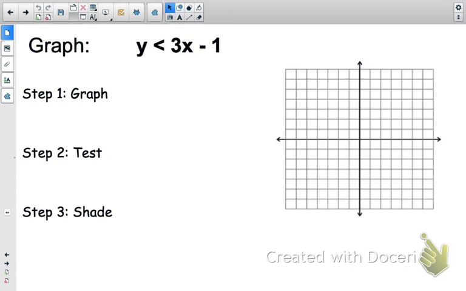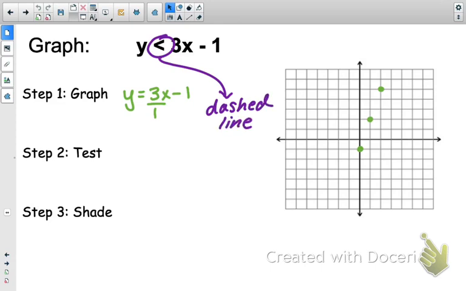So let's do our first example. So step 1, graph. So if this was an equal sign, what would we do? We would start at -1, apply a slope of 3. Then, if we look at the inequality symbol, based on the previous slide, this means we would need to connect it with a dashed line. So in order for my line to be straight, it's going to look more dotted than dashed, but you guys get the point.